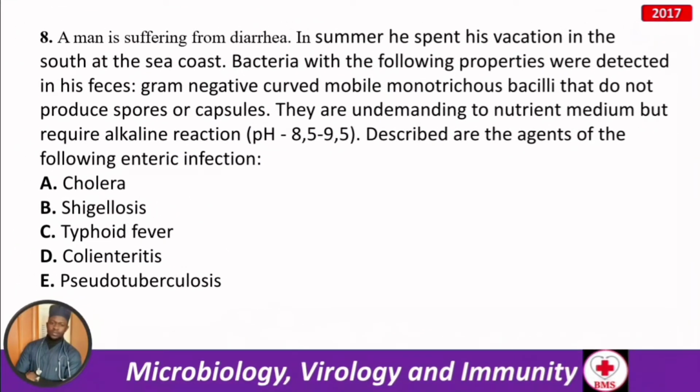A man is suffering from diarrhea. In summer, he spent his vacation in the south at the sea coast. Bacteria with the following properties were detected in his feces, right? Gram-negative curved rods, gram-negative curved mobile monotrichous bacilli that do not produce spores or capsules. They are undemanding to nutrient medium but require alkaline reaction, right? Alkaline environment, 1% peptone water, cholera.